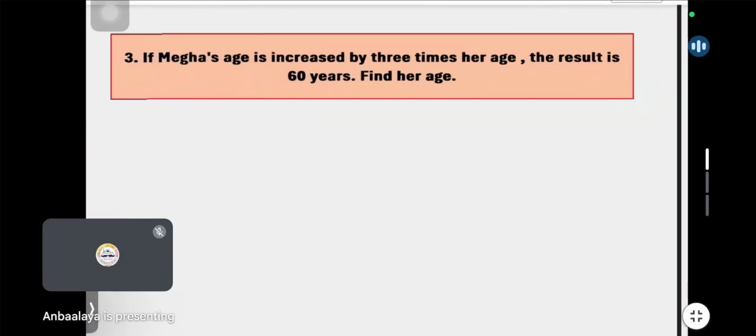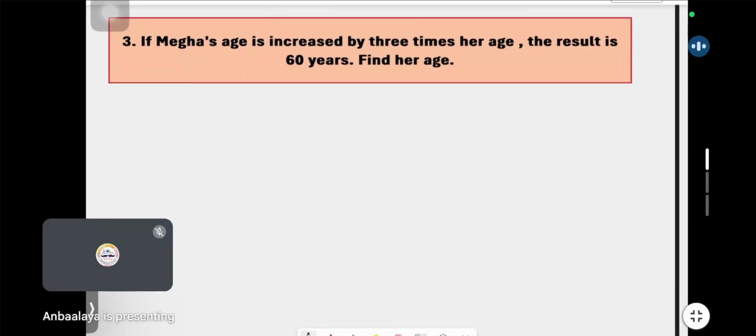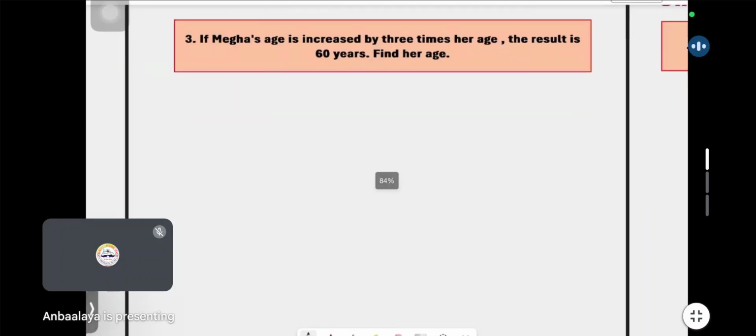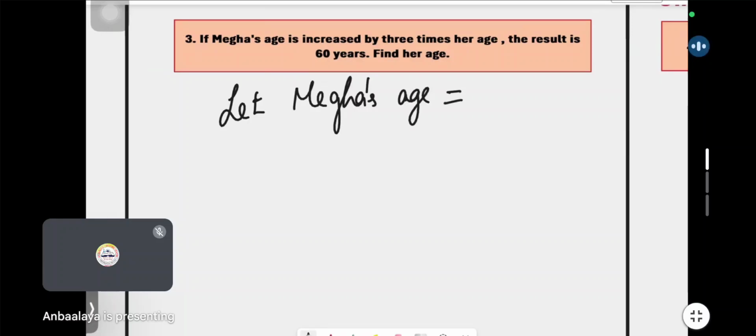Okay, so next one. If Megha's age is increased by 3 times her age, the result is 60 years. Find her age. We need to find Megha's age. What is given means Megha's age is increased by 3 times her age. So what we are going to do is, let Megha's age be X. I'm going to take Megha's age as X years.